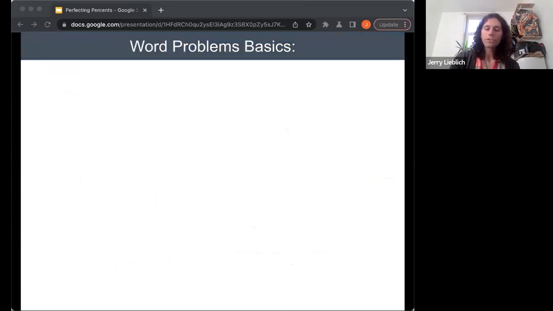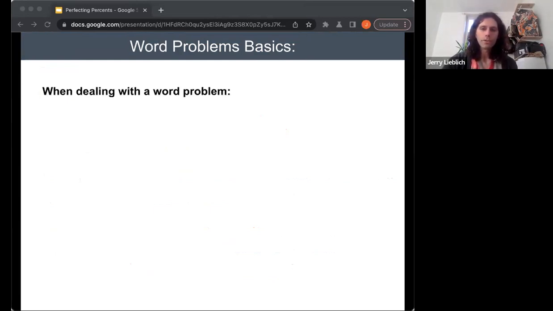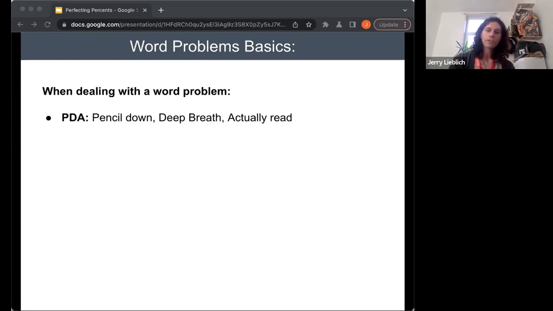So we're going to start looking at these in the context of some word problems. And when you're doing a word problem, I would suggest focusing on the following steps as you begin the question. The first is what I call PDA. Put your pencil down, take a deep breath, and actually read the question. It's really important to start by fully acknowledging what's there and centering yourself before you start to actually answer.